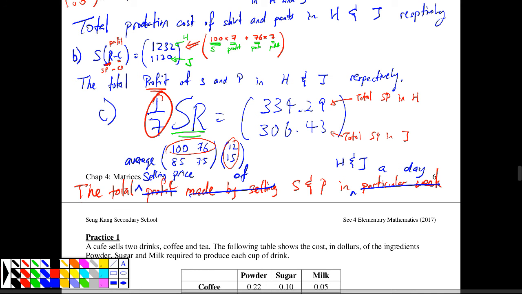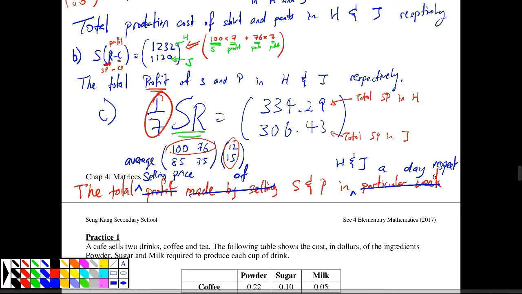So a day, respectively. Okay, let me read out: the total average selling price of shirt and pants in Hougang and Jurong a day. Now, if I want to remove a day, I can put this in front: the daily average selling price. But that's so long.